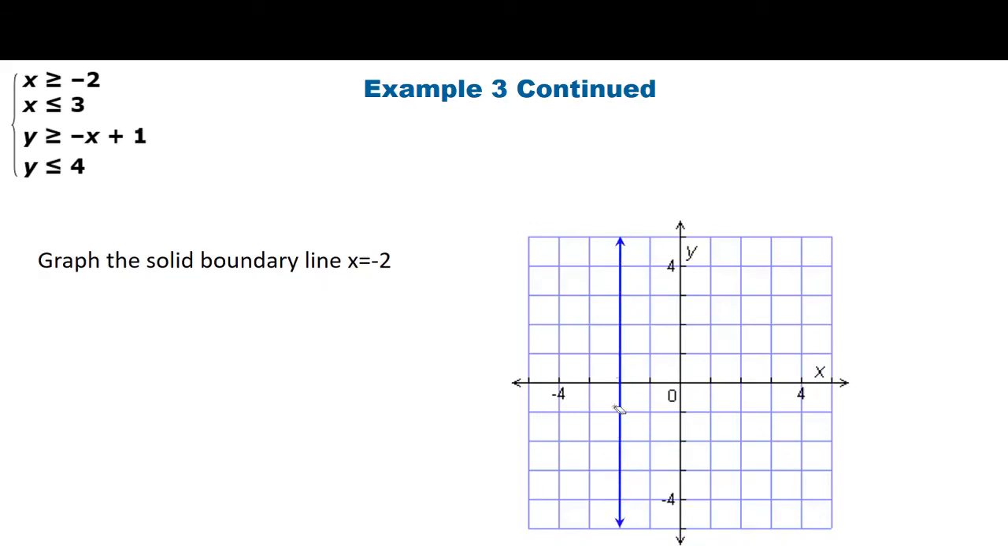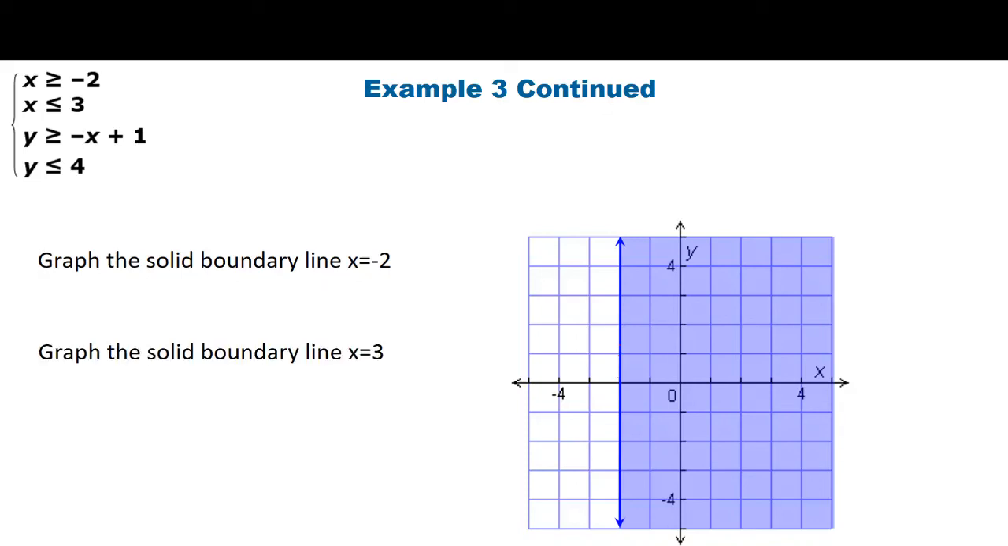I'm going to erase my line. And it says that x is greater than, so let's shade on the greater than side. There we go. The next one is x is less than or equal to 3. So x is less than or equal to 3, so we're going to find where that is. Here's x is less than or equal to 3. All right, so we're going to shade all of that in that direction.